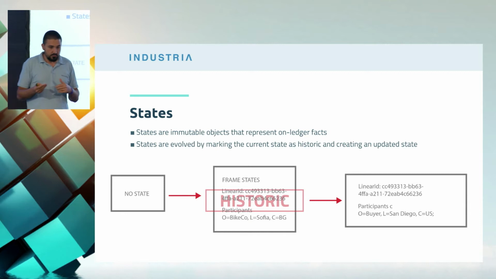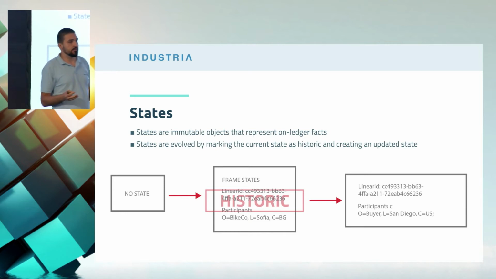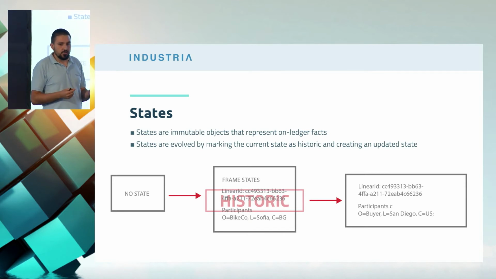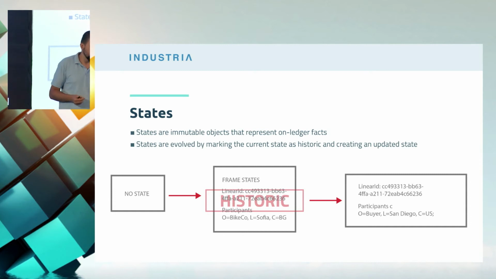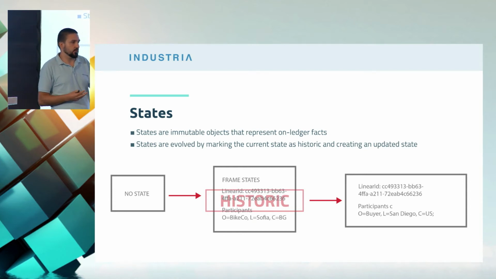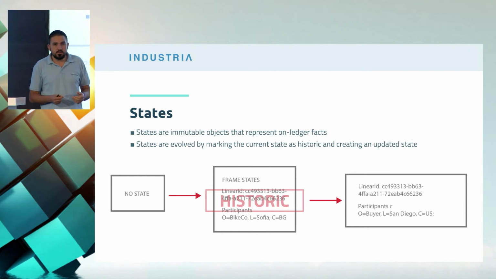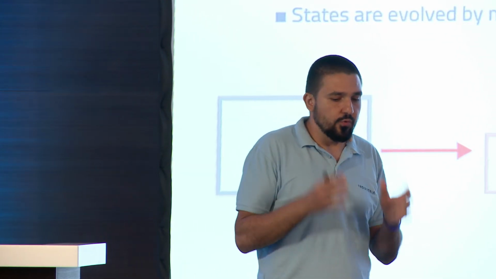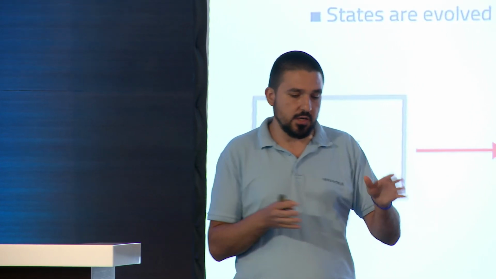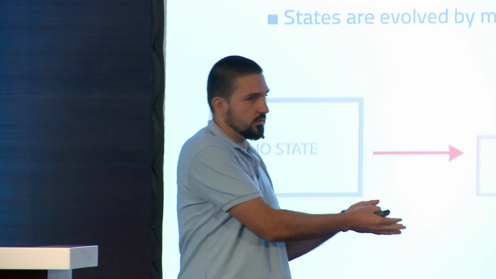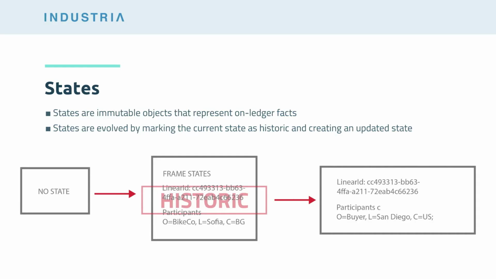They're immutable, but in real life, things can change. Your amount in the bank account can change because you make some transactions. Your ownership of some asset can change because you sold the asset or you bought the asset. An agreement between you and someone else can also change. And these facts need to be stored on the ledger. In order for this to happen, we evolve the states by marking them as historic, no longer valid, and creating a new state which is referencing the old one. This is how we construct a chain of facts.